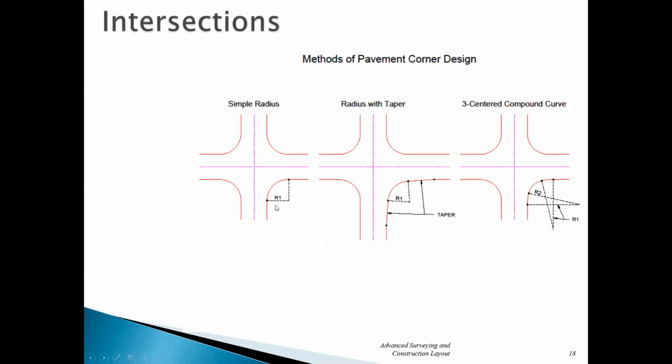Here we see the simple radius. So here you have your pavement line of the one approach, the pavement of the other approach, and you're just placing this curve in here with that radius value. So notice it says R1. That means it just has one radius associated with it.